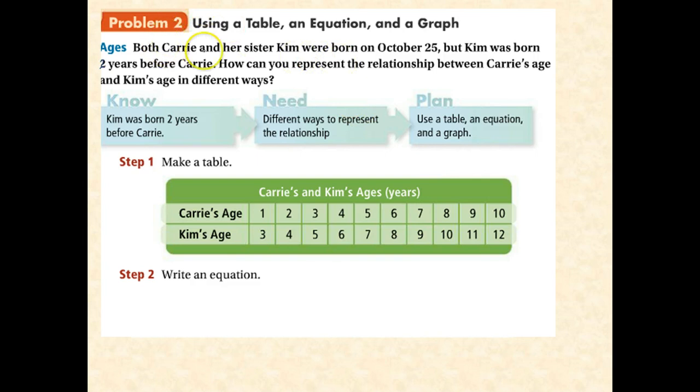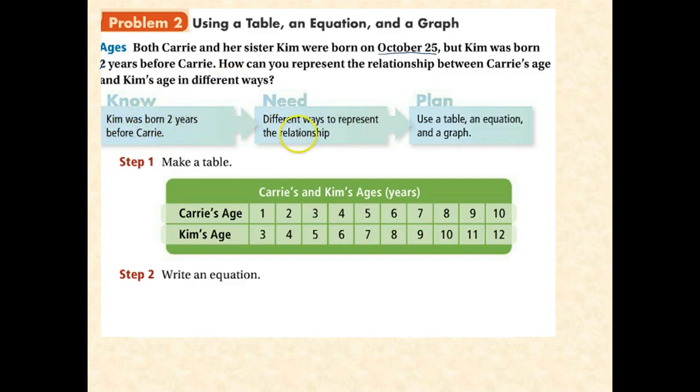Alright, so both Carrie and her sister Kim were born on October 25th. How trippy is that? Same birthday, but Kim was born 2 years before Carrie. So Kim's older by 2 years. How can you represent the relationship between Carrie's age and Kim's age in different ways? Well, we know that Kim was born 2 years before Carrie.